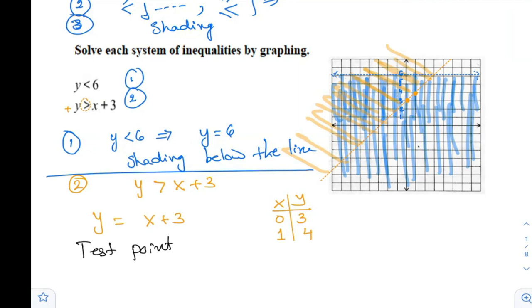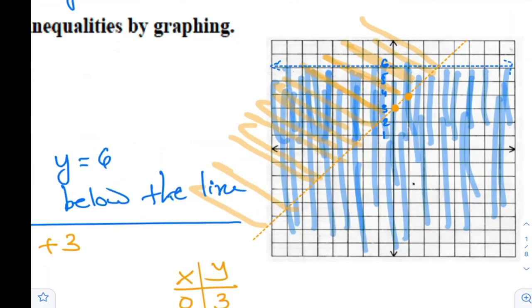When you have this orange line, the line of the second inequality, it divides the coordinate plane into 2 planes, one above the line and one below the line. How do we know where to shade? Then you choose a point not on the line. Choose any point not on the line.